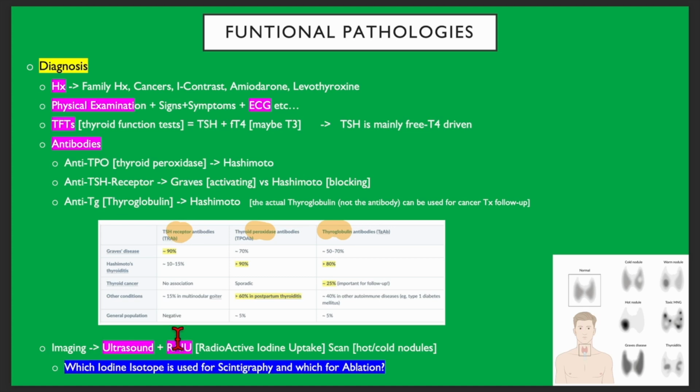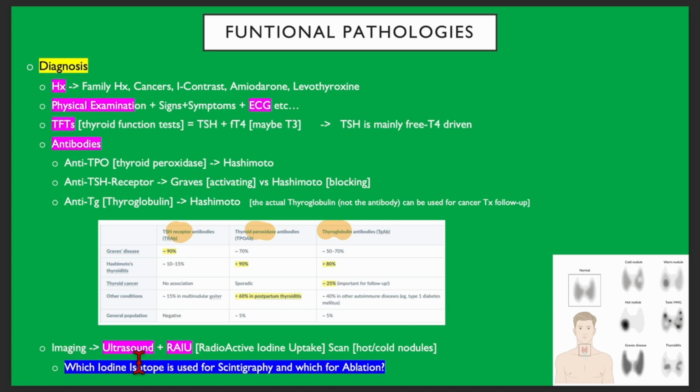And then for imaging, we can do an ultrasound. That's easy to do. Everyone should be able to do it. And then for some cases, we use radioactive iodine uptake. It's a scintigraphy, so it's like here, and you have hot and cold nodules. Hot nodule means that it uptakes the iodine more than the rest of the thyroid, and cold nodule means that it doesn't take it at all. It doesn't uptake the radioactive iodine.